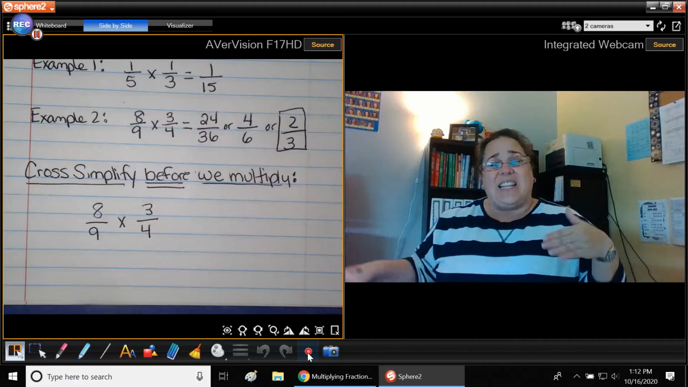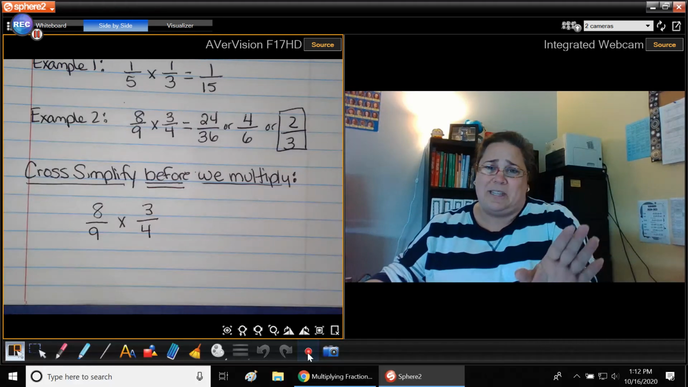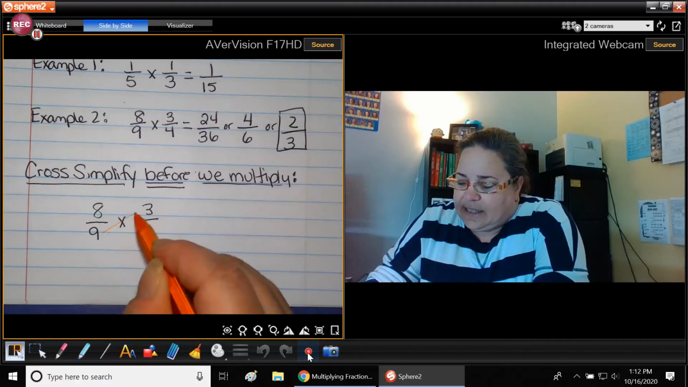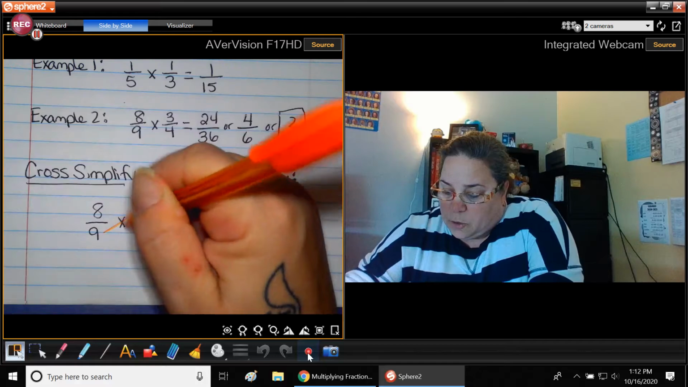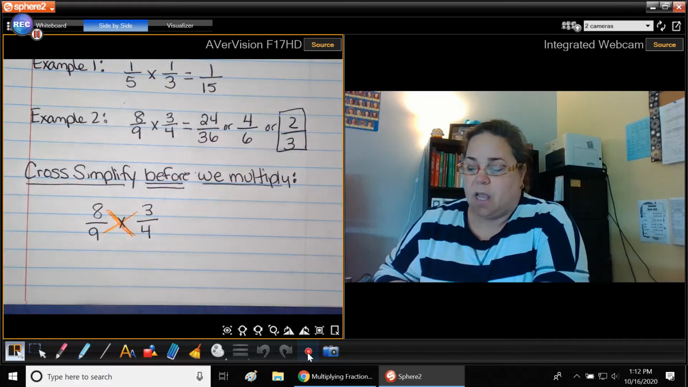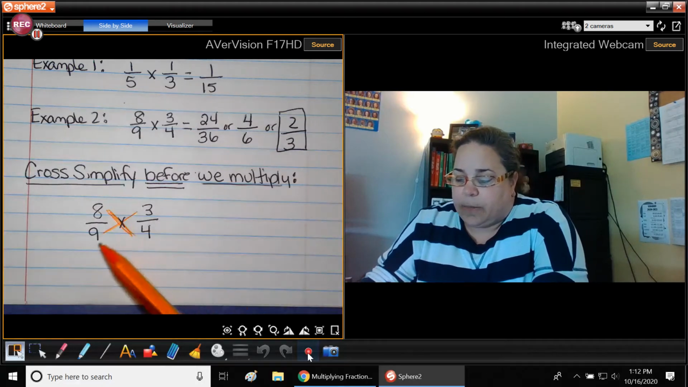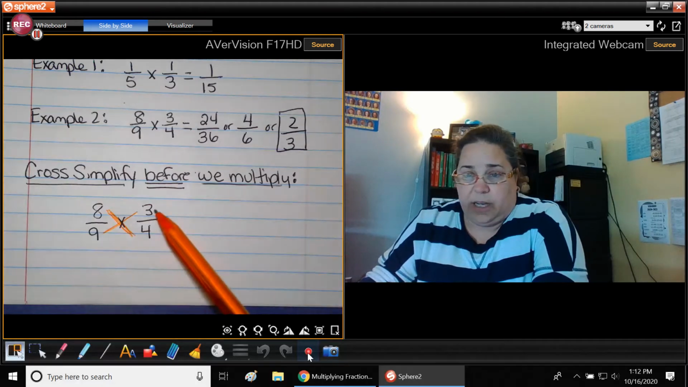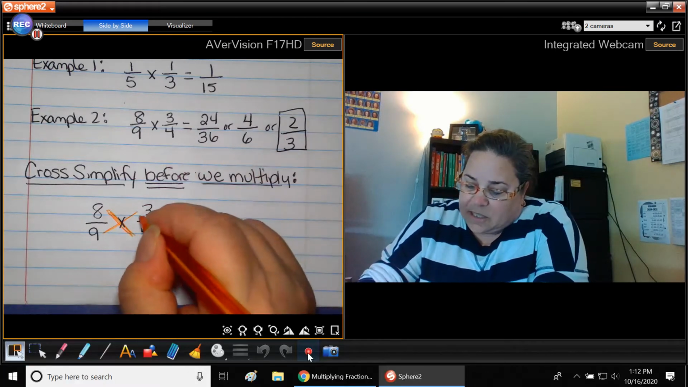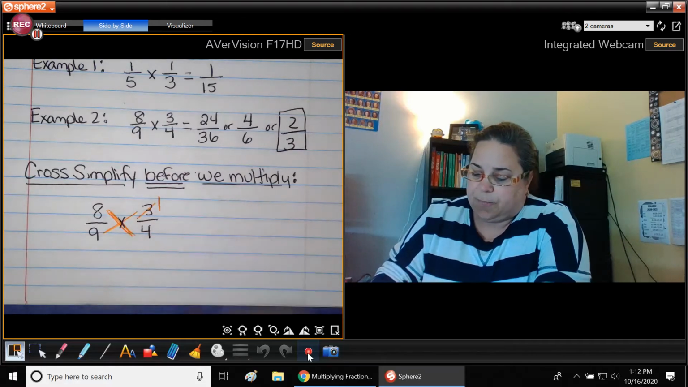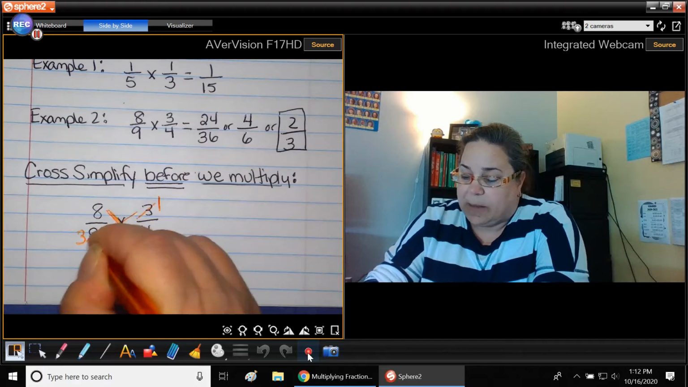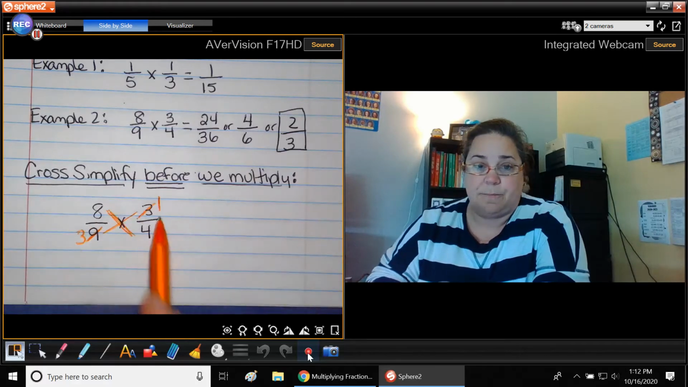Think about it, it's kind of like butterfly simplifying, but we don't want to say butterfly simplifying. We're going to cross simplify, okay? So we're looking at these directions. Think about your multiplication sign. We're looking at it like this, okay? Is there a number that goes into both 9 and 3? Yes, 3. So 3 goes into 3 one time, and 3 goes into 9 3 times. So I cross out my original numbers, and now I'm working with a 3 and a 1.